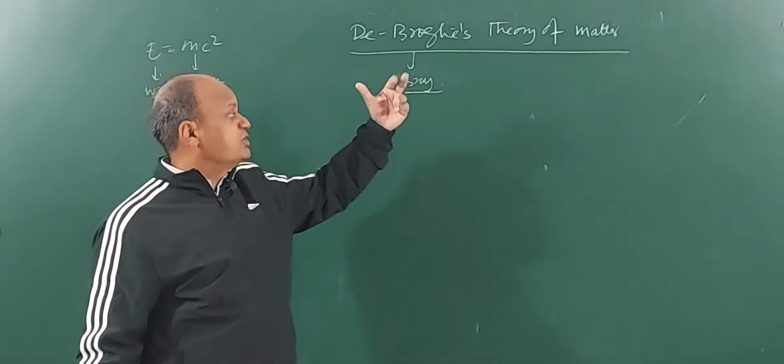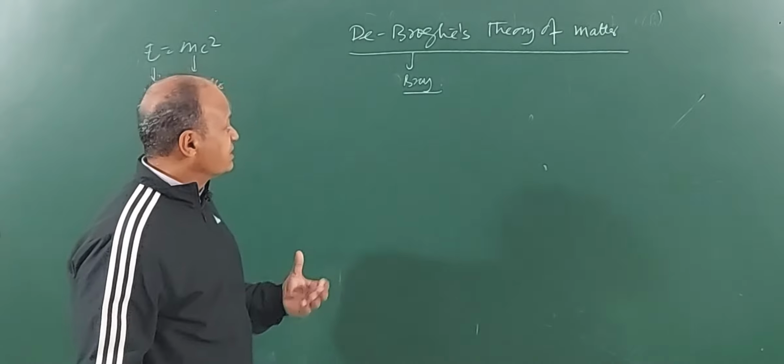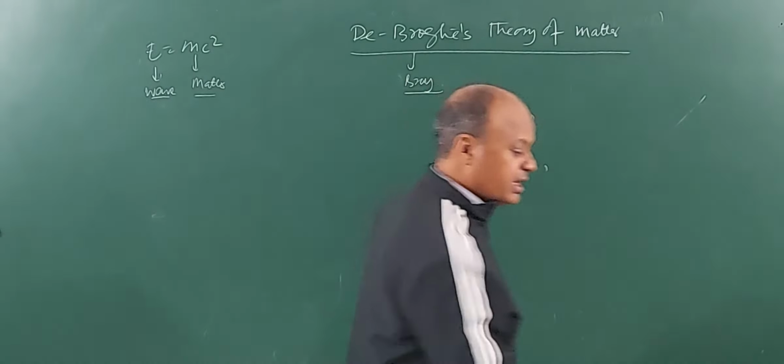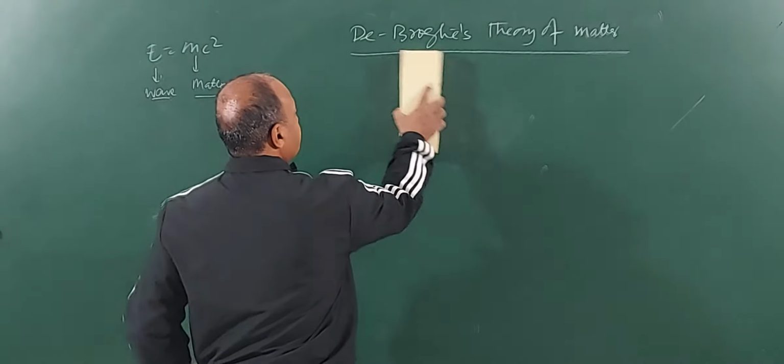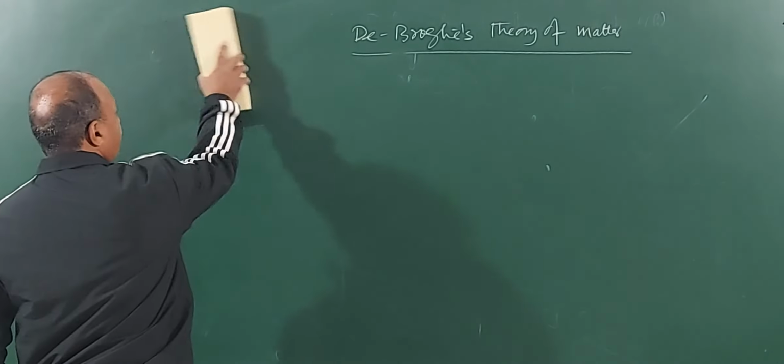So, we come back to Louis de Broglie's theory. What the theory says is, according to this theory, a particle in motion behaves as a wave.